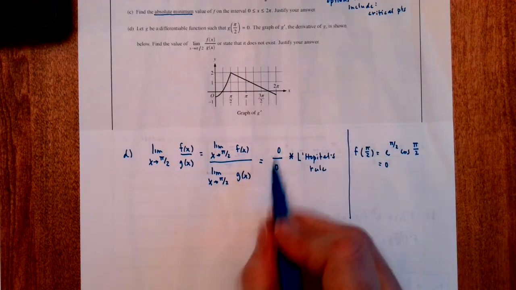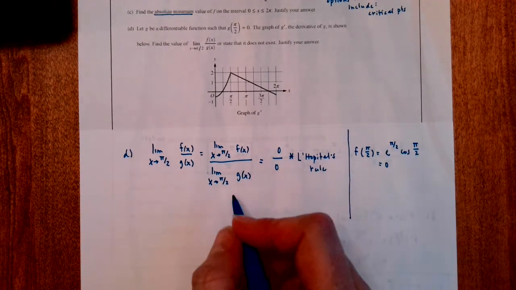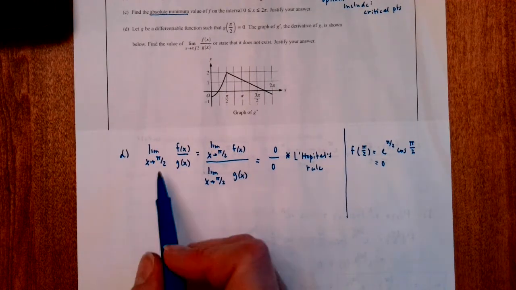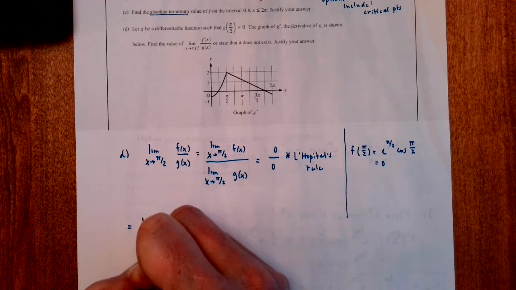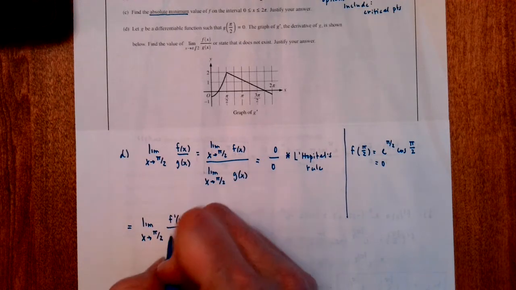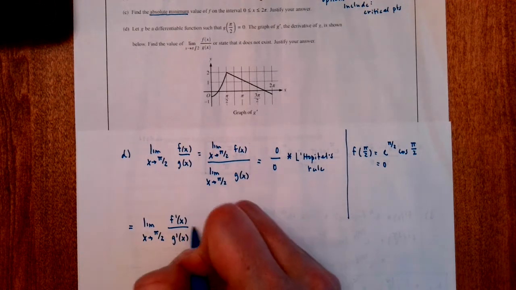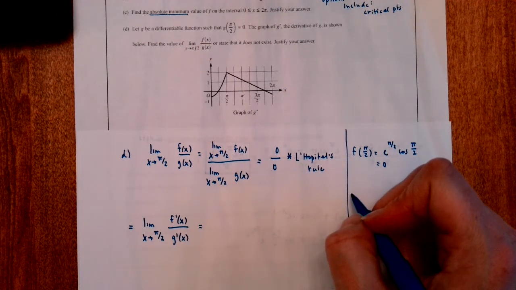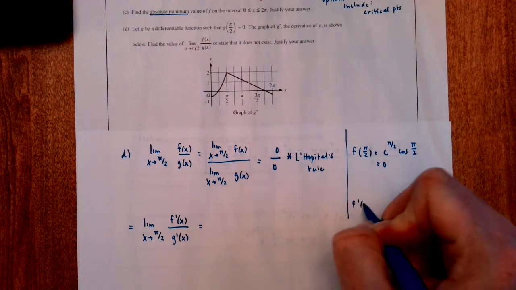You want to make sure you've shown the indeterminate form and stated that you're going to apply L'Hopital's rule. Now, L'Hopital's rule says that this limit is the same as the limit as x approaches pi over 2 of f prime of x over g prime of x. You take the derivative of the numerator and the derivative of the denominator. Now, if I want the limit of this, I have to actually calculate f prime of pi over 2. I think we had this on the previous page, but I'm going to write it here.